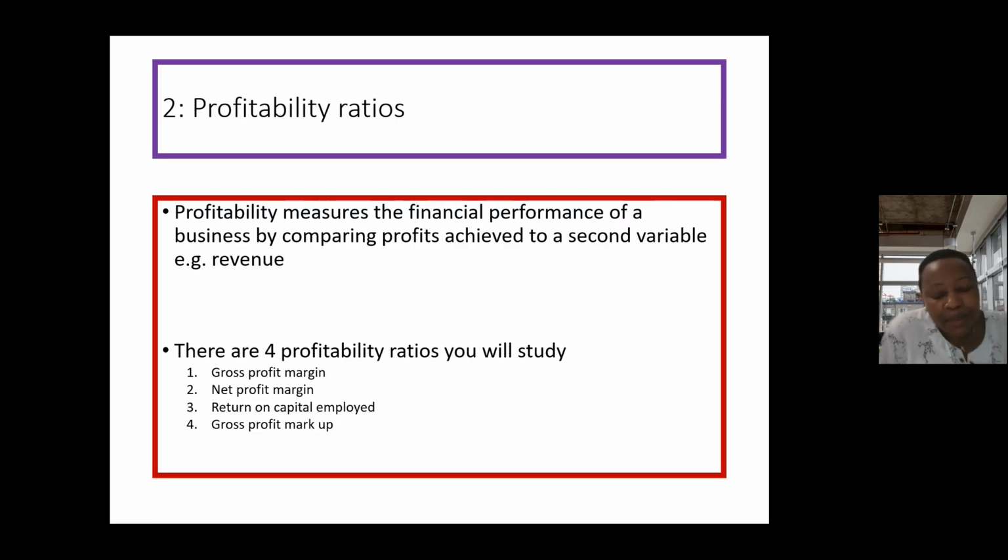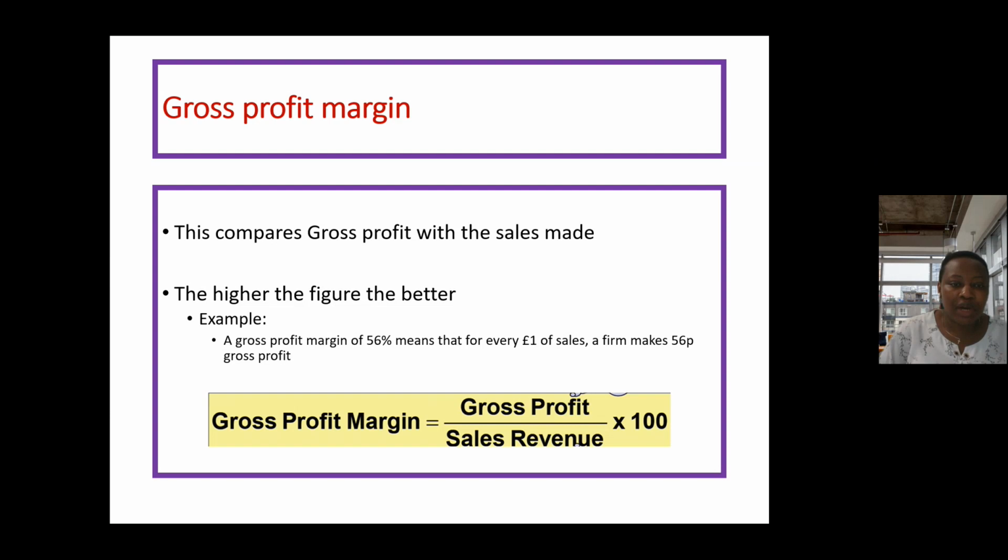When we discuss profitability ratios, what we're looking at is we want to compare how much profit a business has achieved in relation to, like I mentioned, different variables. It could be revenue, it could be amounts that have been invested into the business. And you want to look at that either in comparison to other businesses within the industry or in comparison to previous years, so that you see as a business, how are you faring? In this video, we're going to be looking at these four profitability ratios. Let's begin with the gross profit margin.